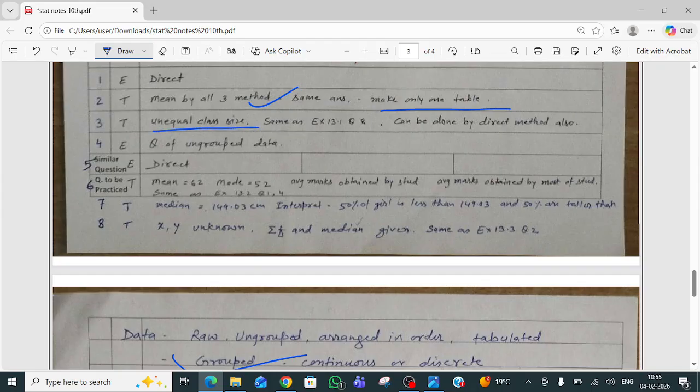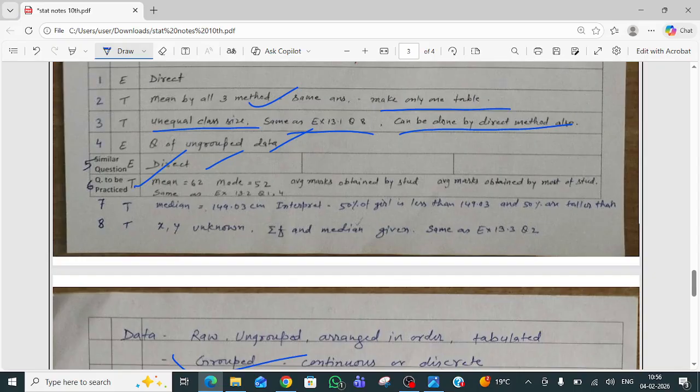Third example is about unequal class size. It is the same as this exercise question and can be done by the direct method also. The book has done it by some other method. Fourth is easy. It is ungrouped data. Fifth example is direct. Now sixth is a little tricky.